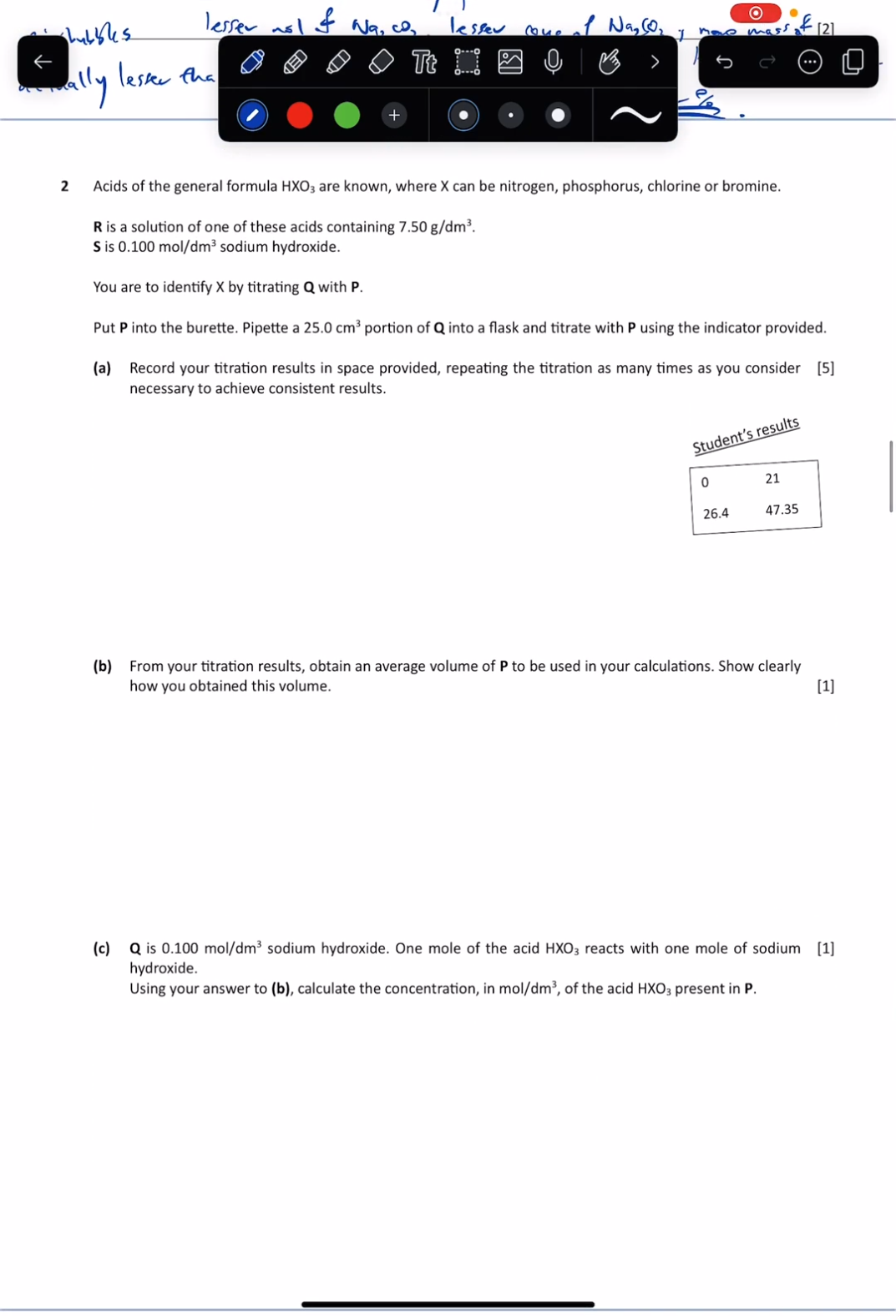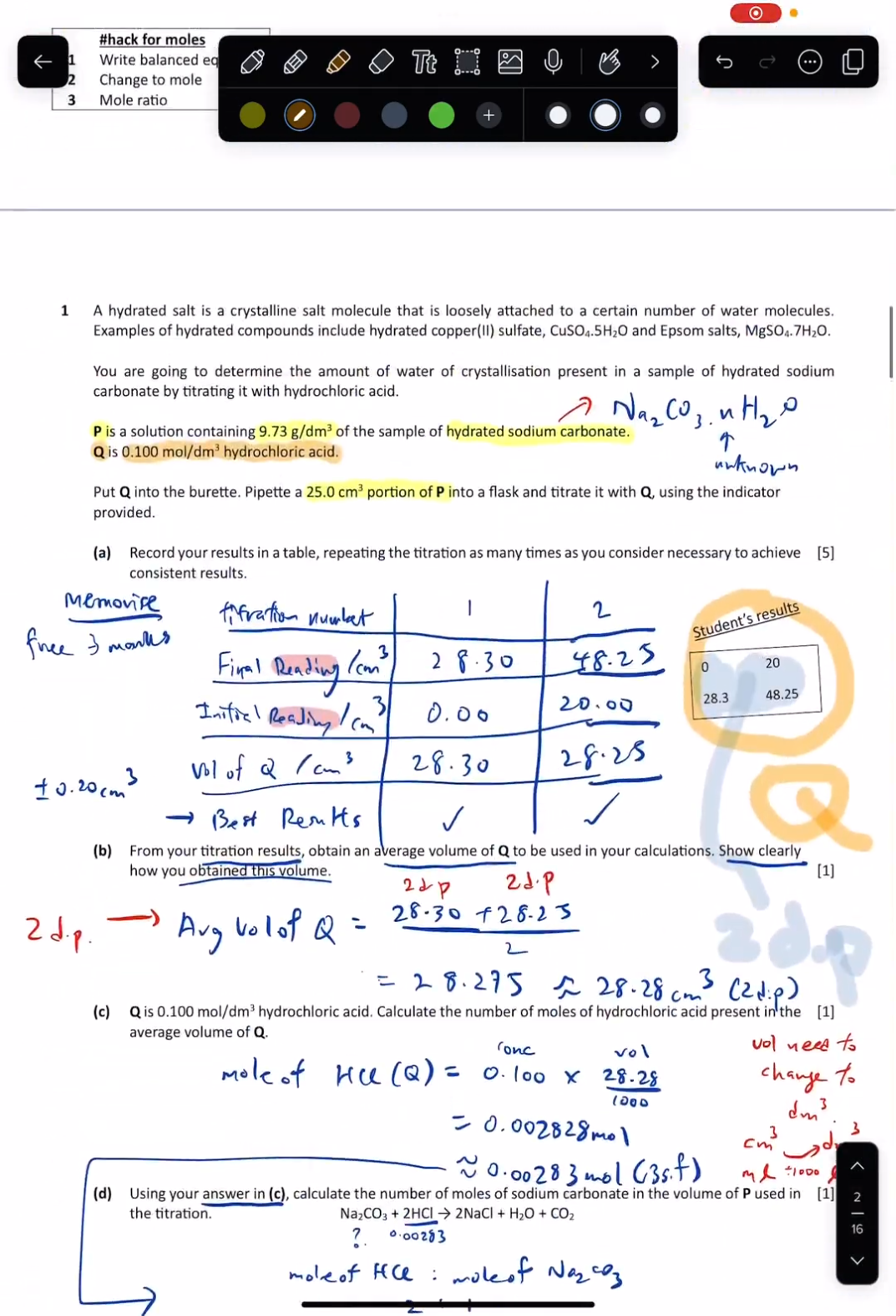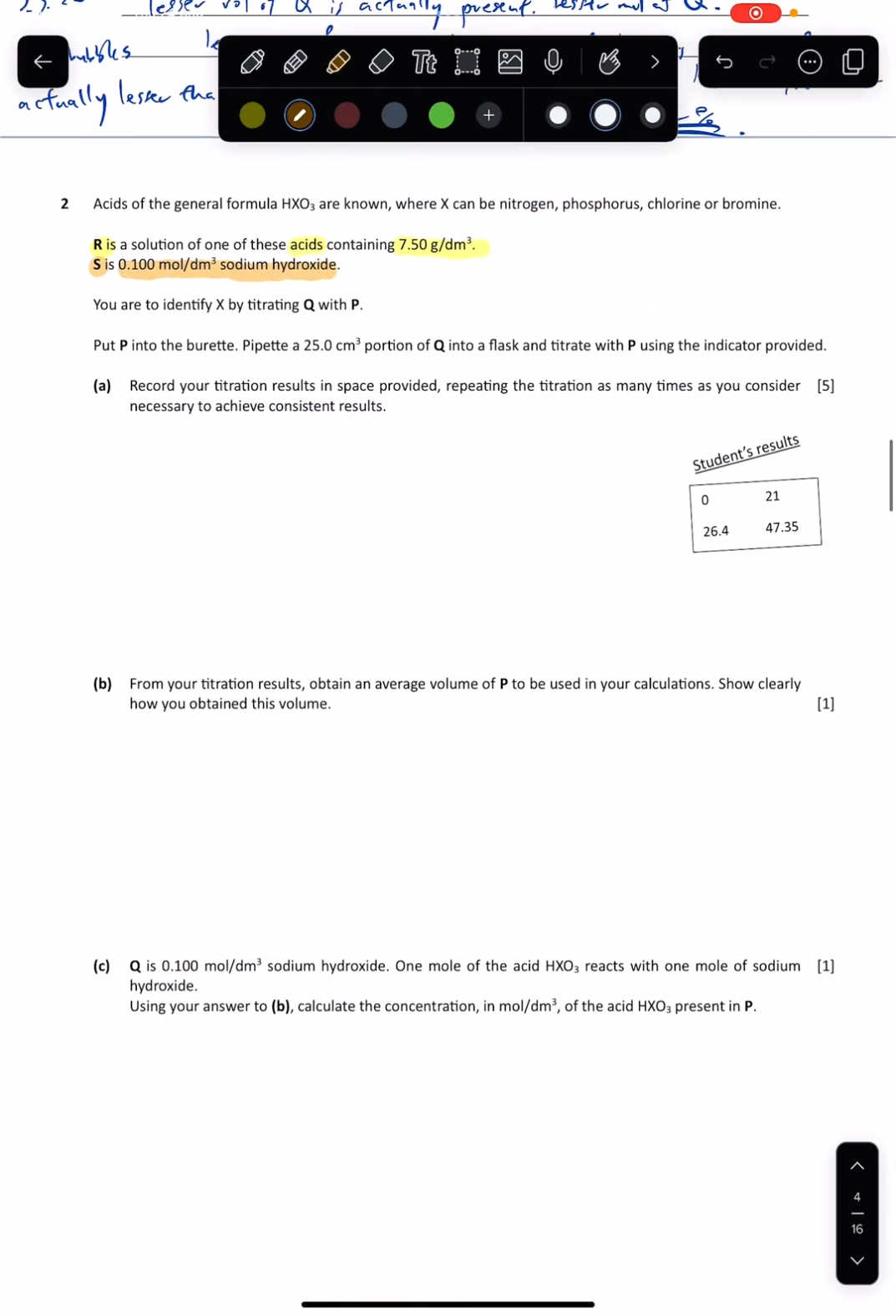So let's take a look at what's happening here. Okay, you are given numbers. If it helps you, please highlight the relevant ones. So R is acid, 7.5 gram per dm cube. What else? S is this concentration. Okay, so in this case, you're supposed to titrate R with S. Wait, let me take a look. I think there is already a mistake. This is quite irritating.